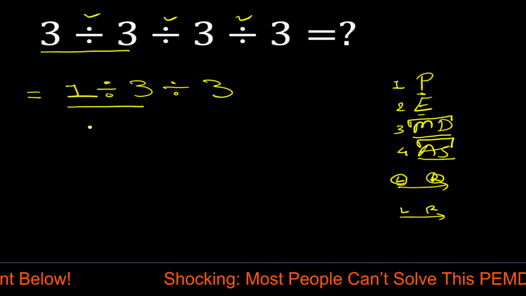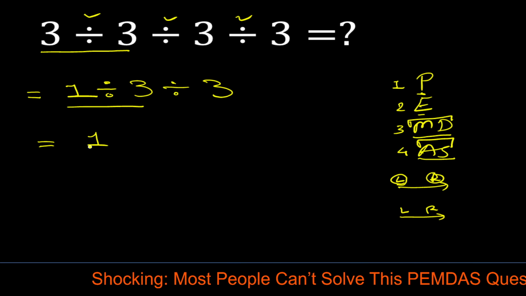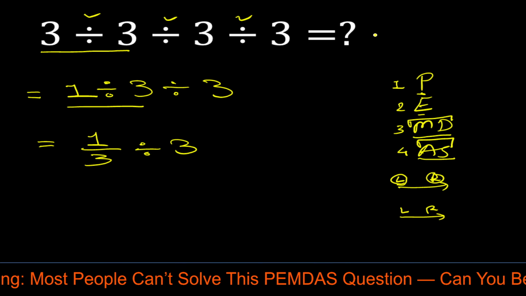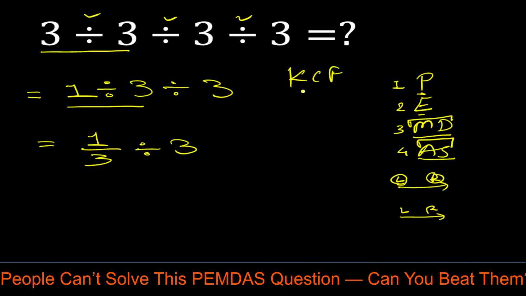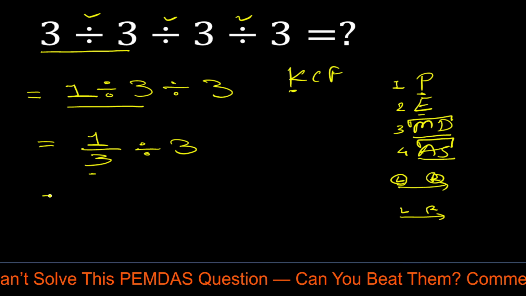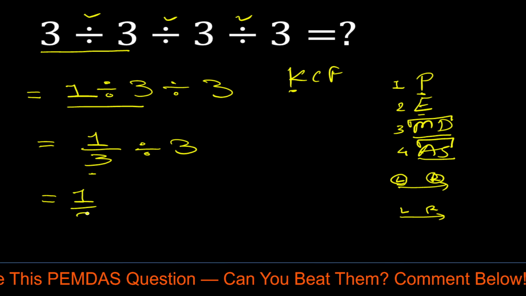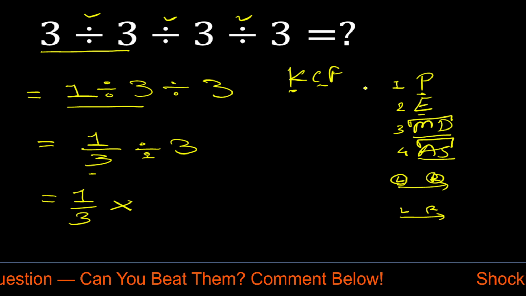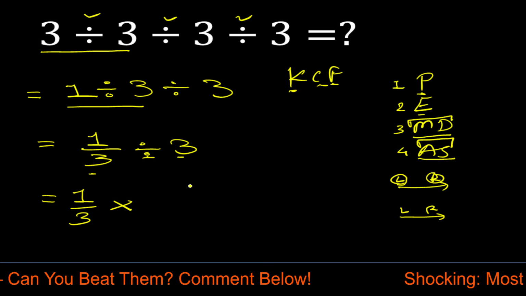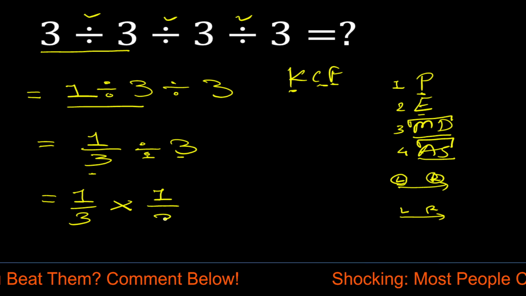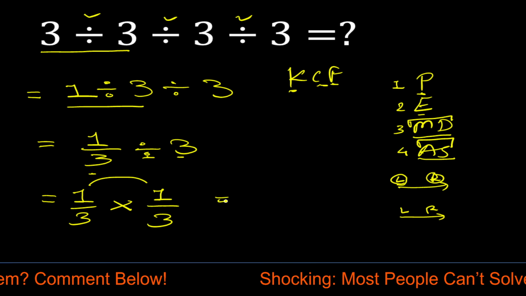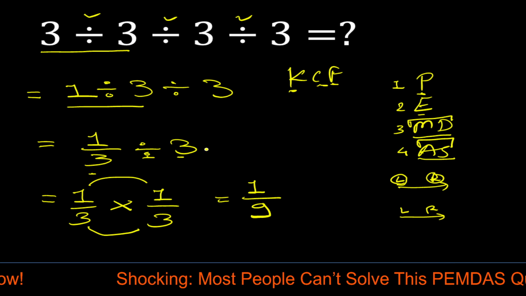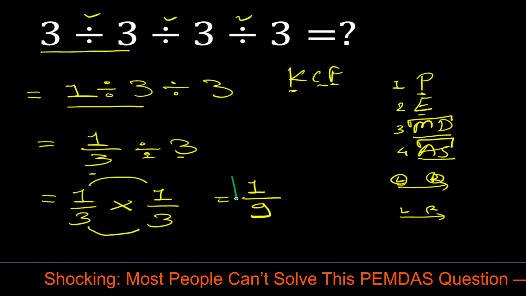So now 1 divided by 3 can be written as 1 upon 3 divided by 3, right? Now according to KCF rule, K means keep this first fraction 1 upon 3 as it is same. Then C means change this sign from division to multiplication. And F means flip this second 3 is equal to 1 upon 3, right? Now 1 times 1 is equal to 1. And 3 times 3 is equal to 9, right? So the correct answer is 1 upon 9.